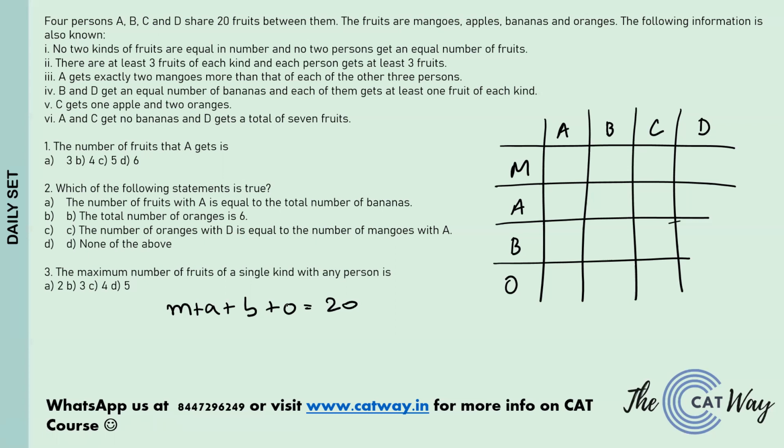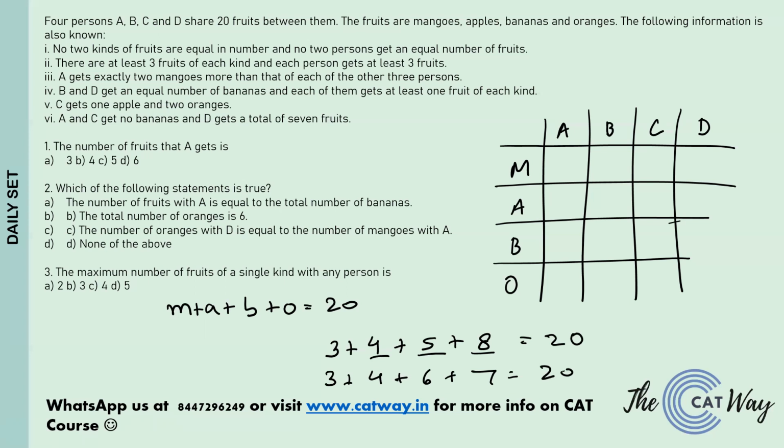Now it has also been given that there are at least three fruits of each kind. So the minimum possible value of all these is 3, and none of them can be equal in number. So starting with 3, we have three places to fill, and we have to get a total of 20. This is possible in two ways, guys. The first way is the 3, 4, 5, and 8 combo, or the other way is the 3, 4, 6, and 7 combo. So these are the only two possible cases that we have.